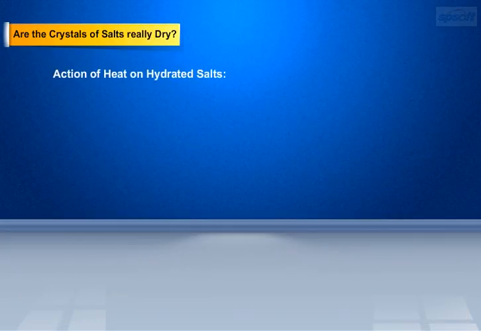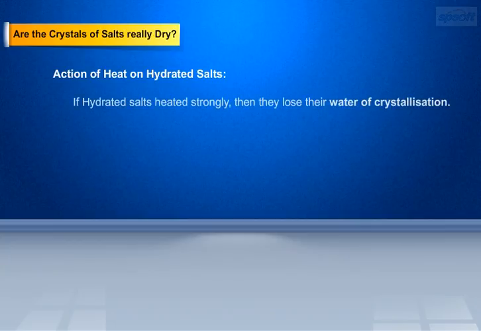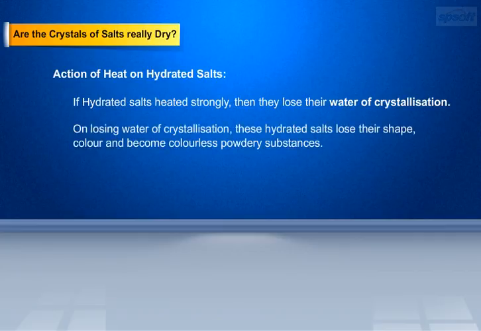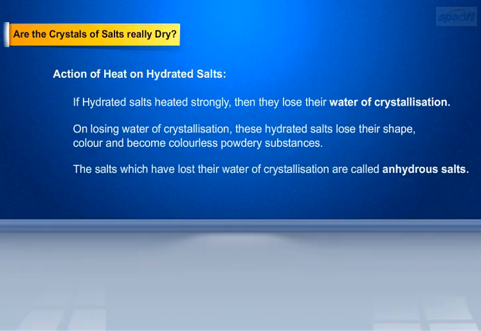Now, we shall see what happens when we heat hydrated salts. If hydrated salts are heated strongly, then they lose their water of crystallization. On losing water of crystallization, these hydrated salts lose their shape and color and become colorless powdery substances. The salts which have lost their water of crystallization are called anhydrous salts.